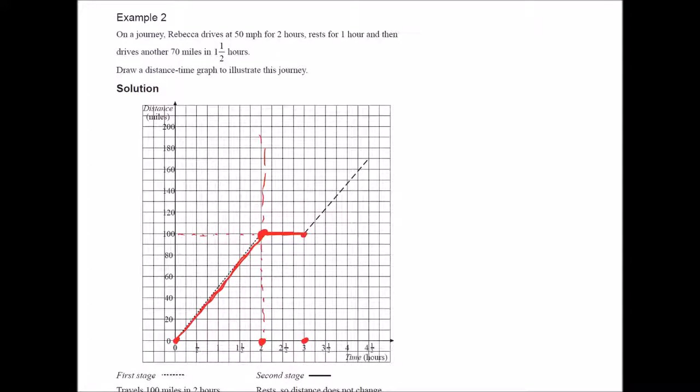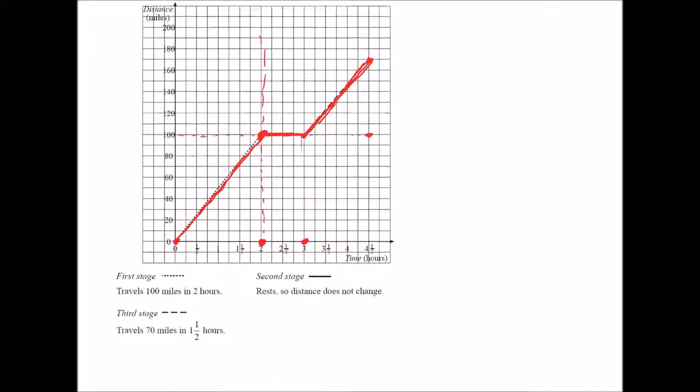Right, and then we're going to drive for another 70 miles in 1.5 hours. So we need to go across 1.5 hours and then up 70 miles to 170, and that is where we're going to end up. So we draw our line like that. So that's how the graph was constructed.